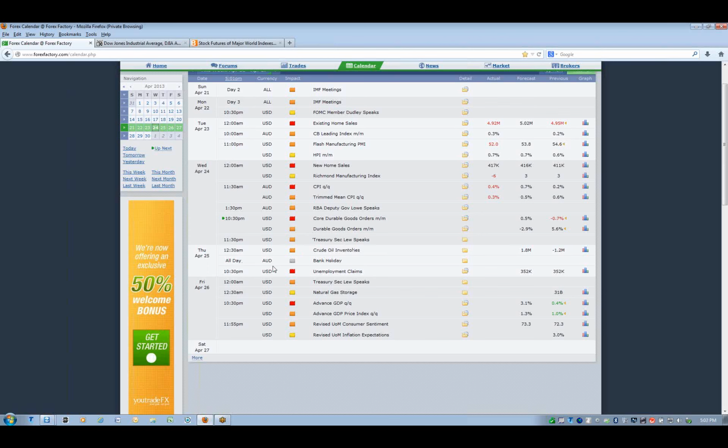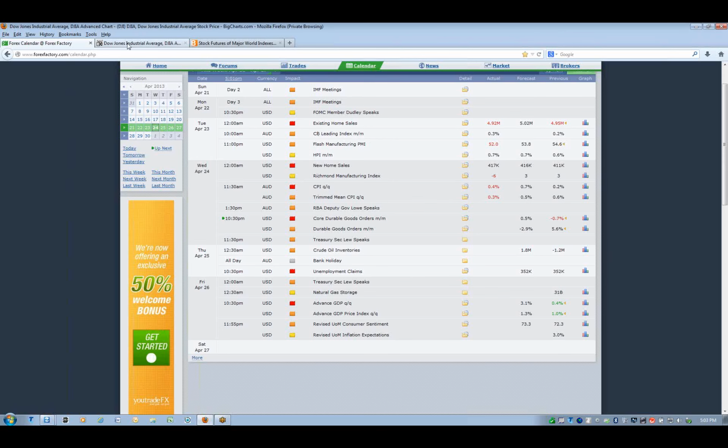Australia's actually got a public holiday tomorrow, it's actually Anzac Day, a national bank holiday. And then tomorrow night, the unemployment claims for US dollar and then the advanced GDP on Friday evening. But in terms of Australian reports, nothing else. Most of them were already done earlier in the week. Significant ones were the CPI today, which moved the Australian dollar quite negatively, and the CPI leading index earlier on during the week.